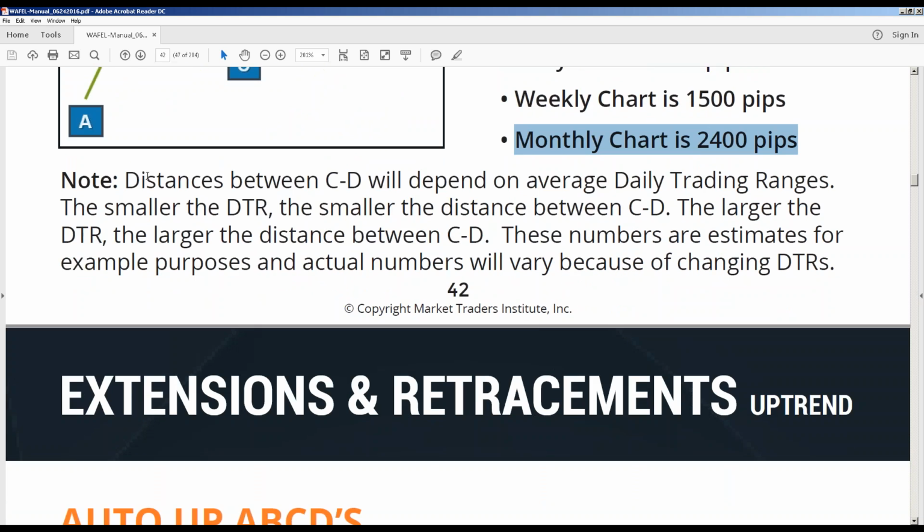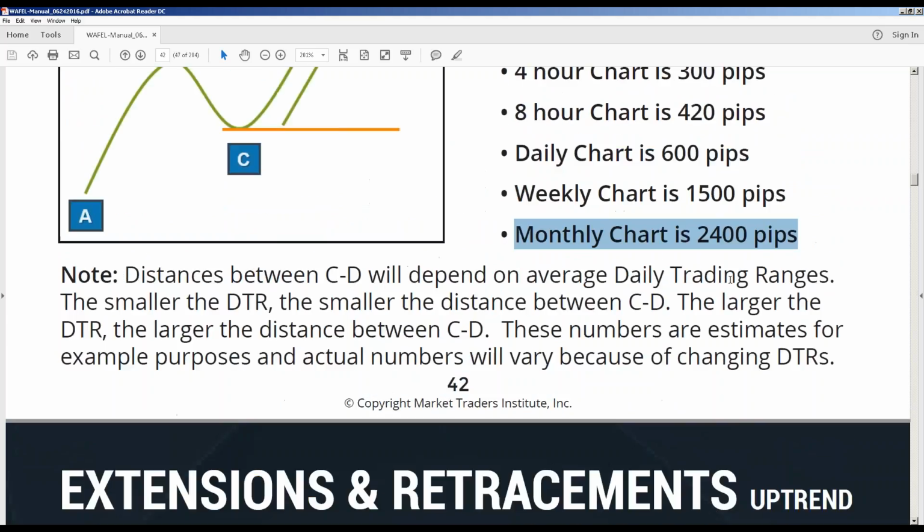Right, note the distances between the C to the D will depend on the average daily trading range. The smaller the daily trading range, the smaller the distance between the C to the D. The larger the daily trading range, the larger the distance between the C to the D. Now these numbers are estimates for example purposes, and actual numbers may vary because of the daily trading ranges that may differ. So for instance, the daily trading range on the pound New Zealand dollar will be much higher than the daily trading range on the euro pound, because it moves more than the euro pound in a day.